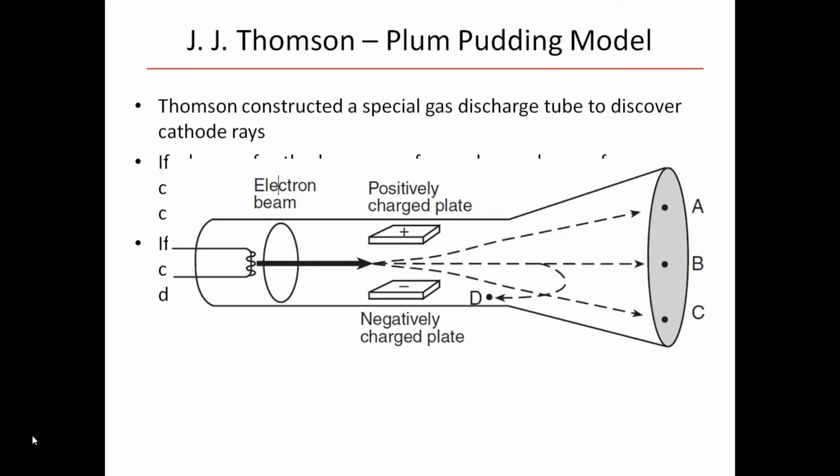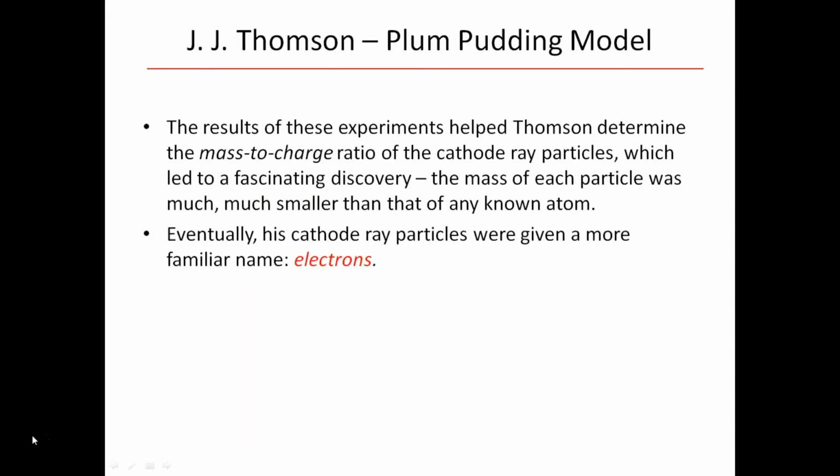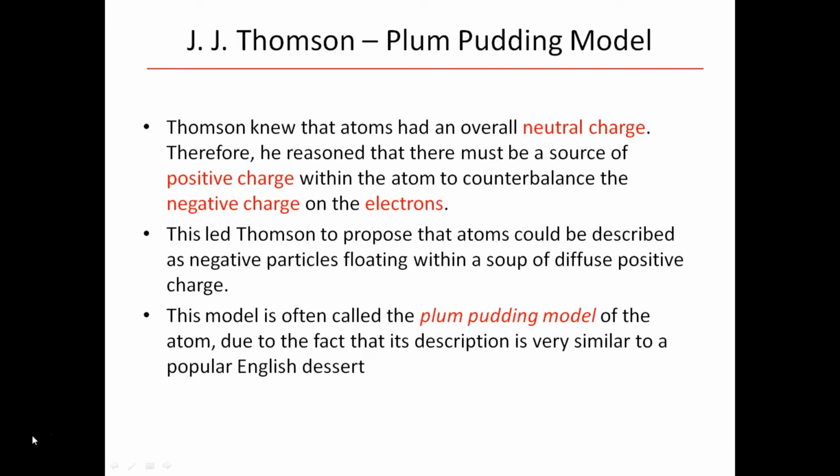What he found was that the particles could have their paths changed depending on whether or not the magnetic field was on, or the strength of the magnetic field. And so he was able to come up with a mass to charge ratio of the particles. He called them a variety of names, but eventually we called them the electrons. And so Thomson is credited with discovering the electrons using the cathode ray tubes.